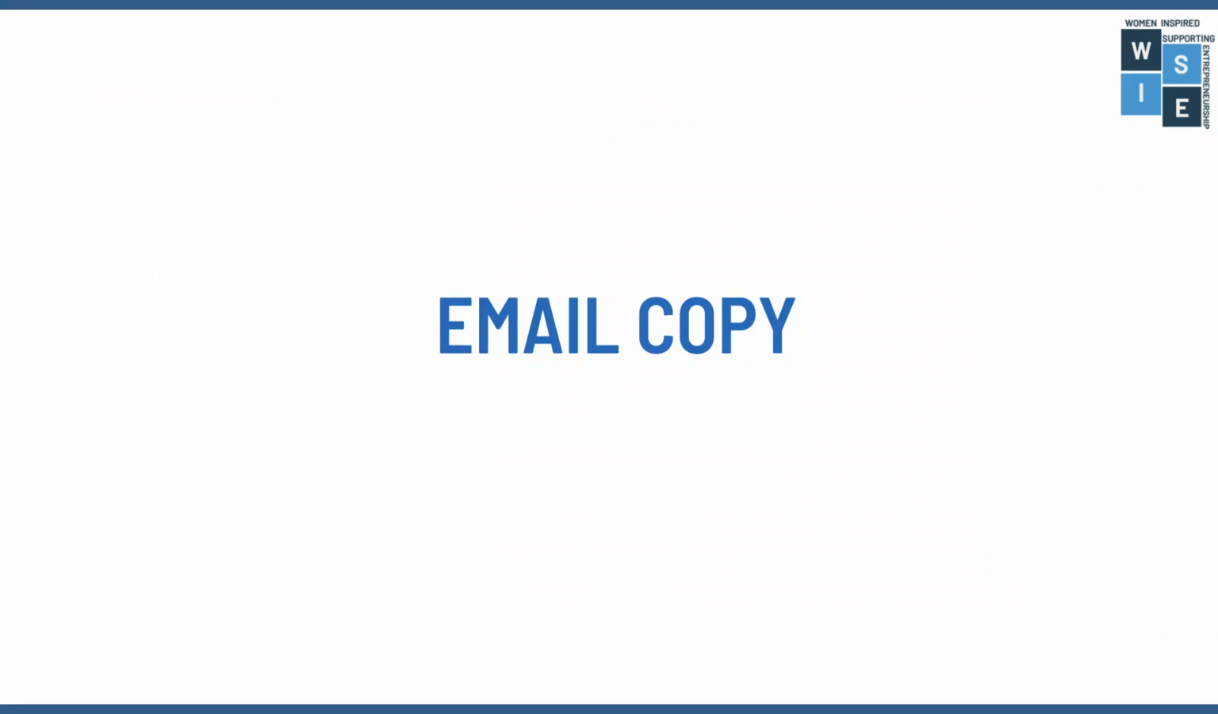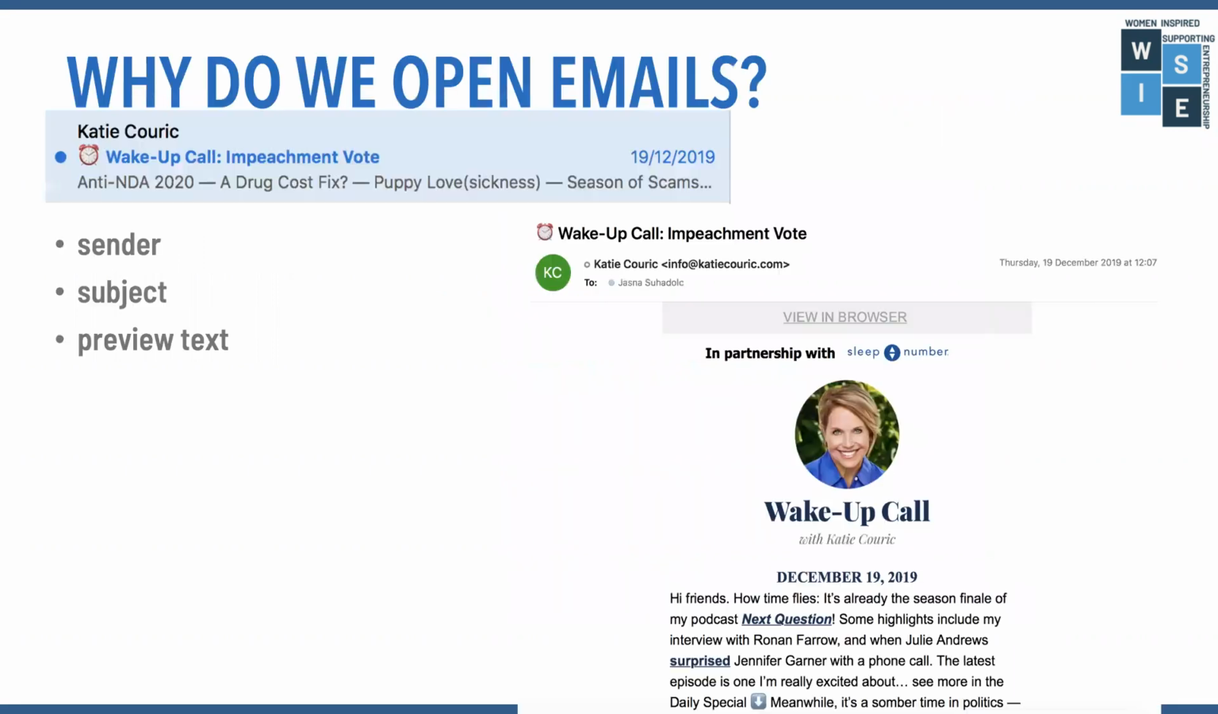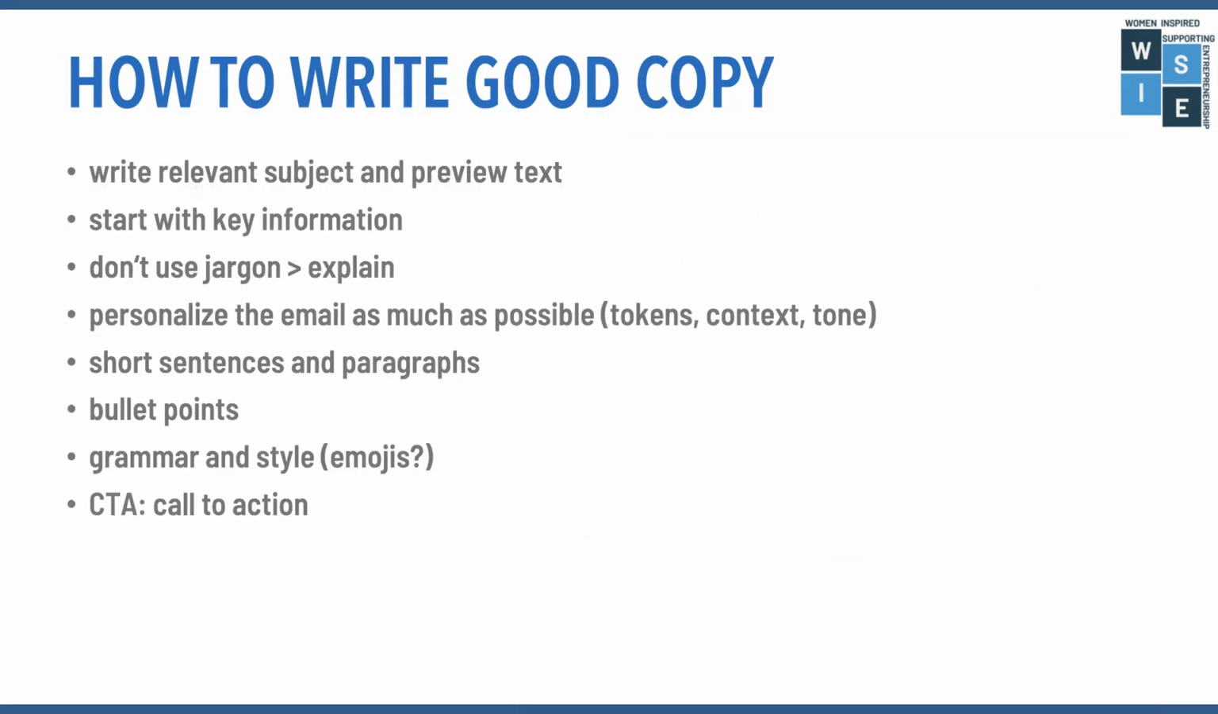Let's now look at email copy. What factors are at play when we open emails? Sender, subject, and preview text. The latter is often forgotten, but it's the text you see in the inbox below the subject line and can be considered a continuation of the subject line, something like a subtitle. So when we test what works in emails to get them opened, we can play with these 3 parameters.